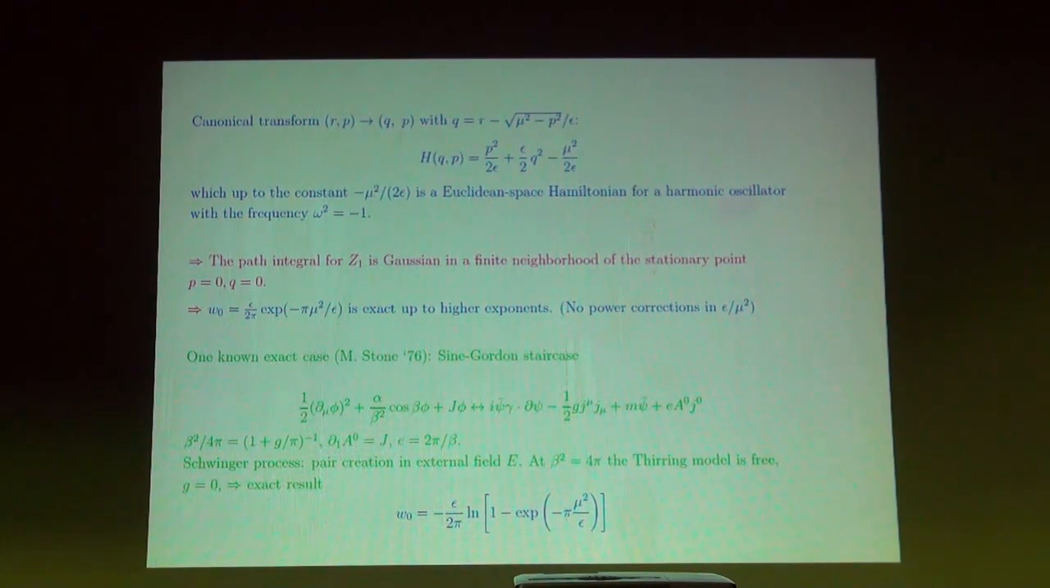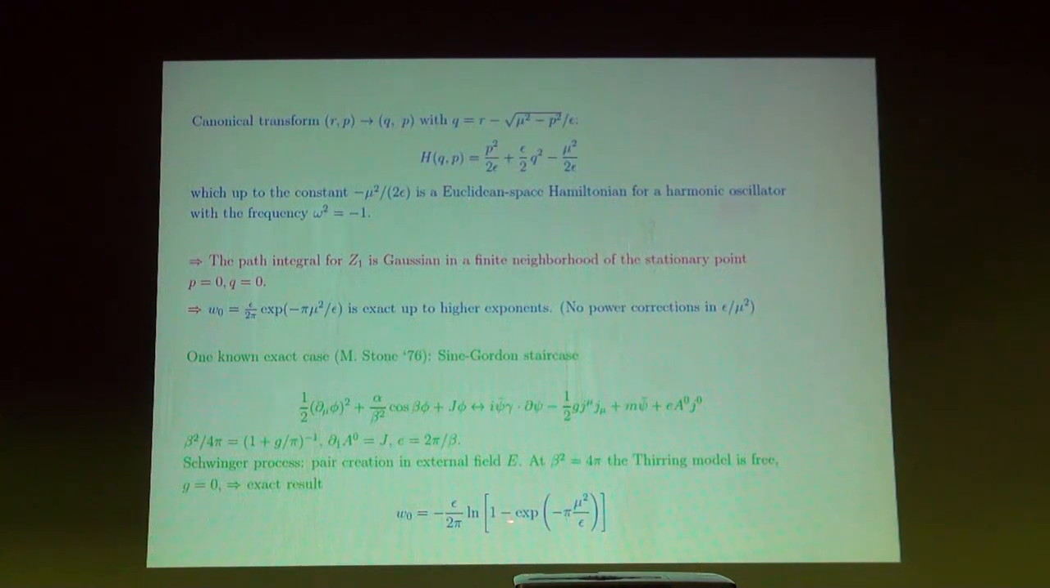An explicit example of that was actually given by Michael Stone in 76, even before this, using a different correspondence, using the fermionization correspondence between bosonic theory and fermionic theory in two dimensions. And it applies to the sine-Gordon staircase. It's a sine which is tilted by a linear term. Then every minimum is unstable, and its decay rate can be calculated for a certain combination of parameters exactly, and fully exactly, since the sine-Gordon models are solvable in a sense.